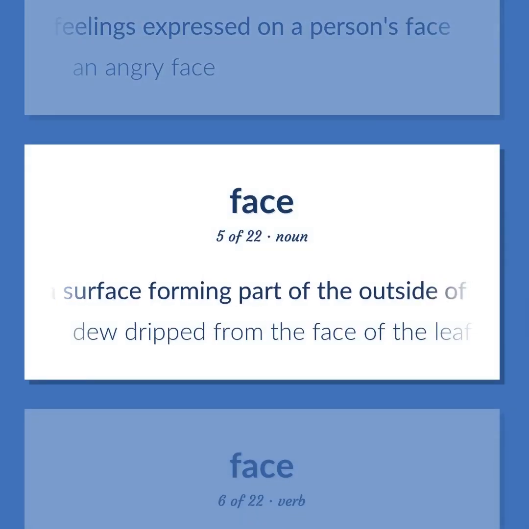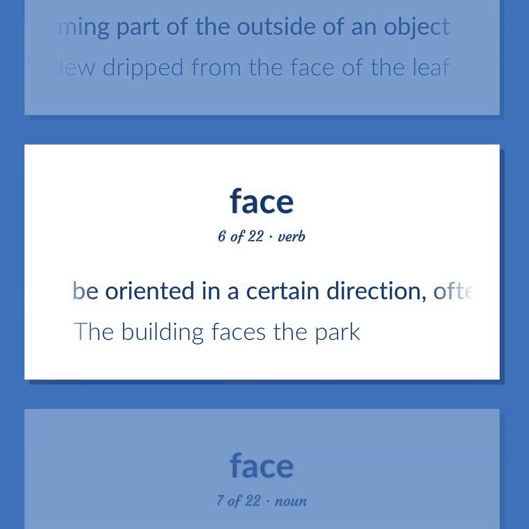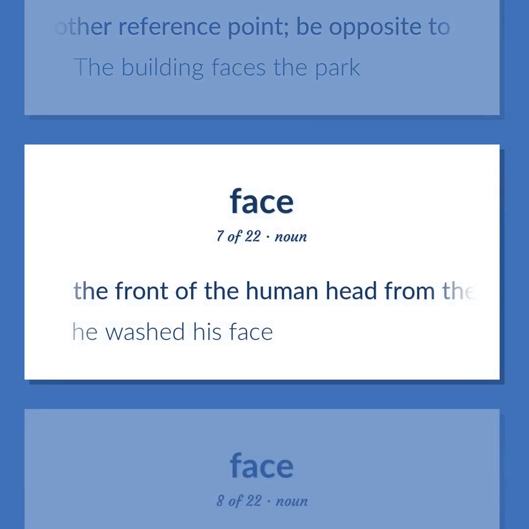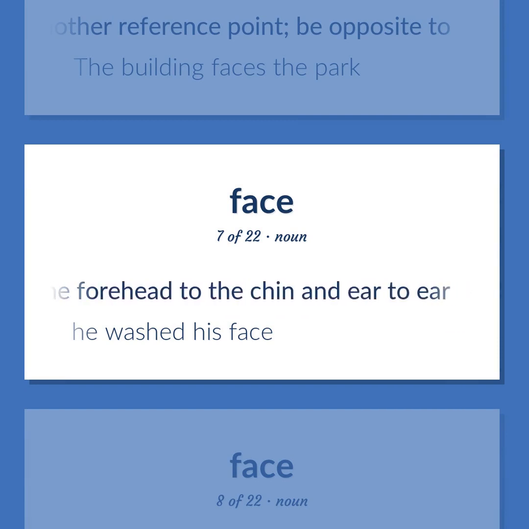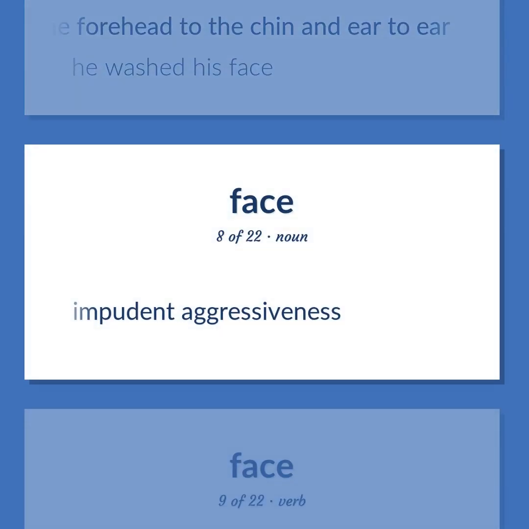A surface forming part of the outside of an object. Dew dripped from the face of the leaf. Be oriented in a certain direction, often with respect to another reference point, be opposite to. The building faces the park. The front of the human head from the forehead to the chin and ear to ear. He washed his face. Impudent aggressiveness.